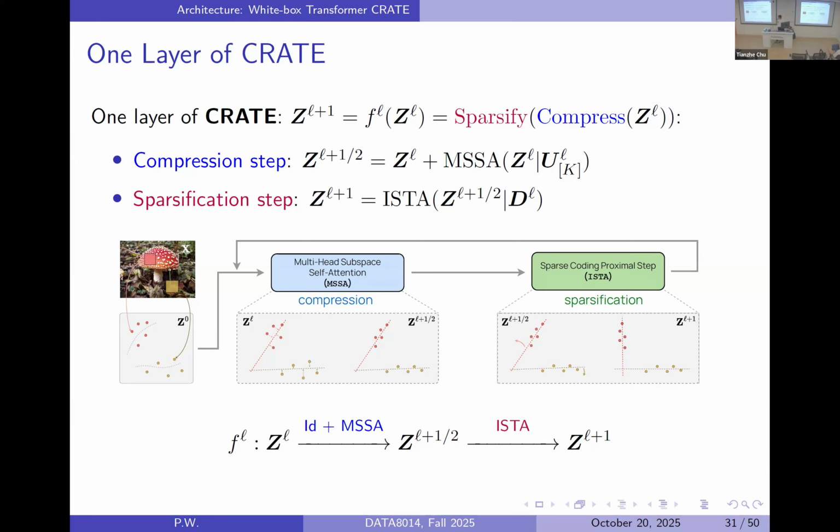Then one layer of the CRATE network consists of two steps. The first one is the compression step. The second is the sparsification step. You can see here the whole pipeline of one layer of CRATE. We first do multi-head subspace self-attention to compress the features, and then we do sparsification. This E star block makes the representation axis-aligned sparse, and then we get one block of this transformer.